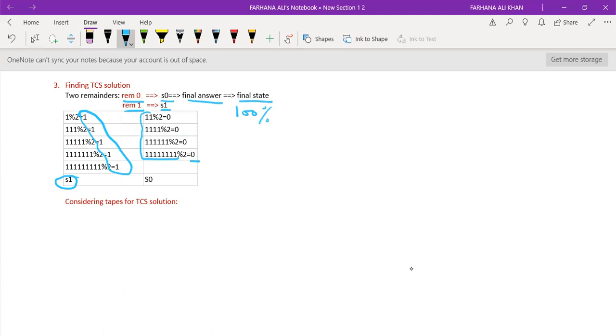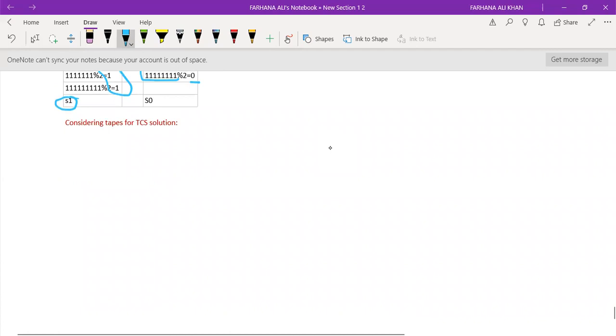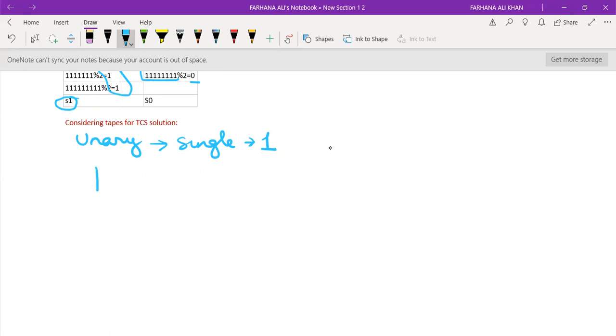Now we will go to the TCS solution. For finding the TCS solution, we will consider a tape. How will we consider the tape? Based on the number of symbols we have taken in our number system. Here we have considered the unary number system. In the unary number system, we are taking only a single symbol, and that single symbol here is only the number 1. So if we have only a single symbol, only one tape will be considered here.